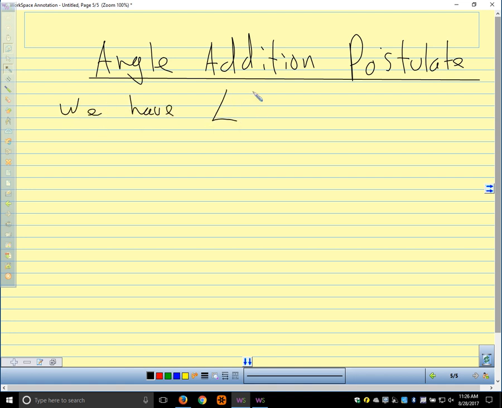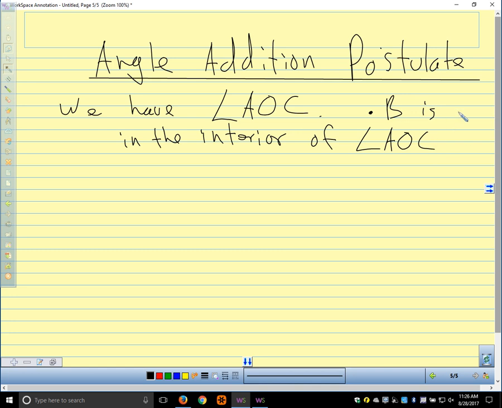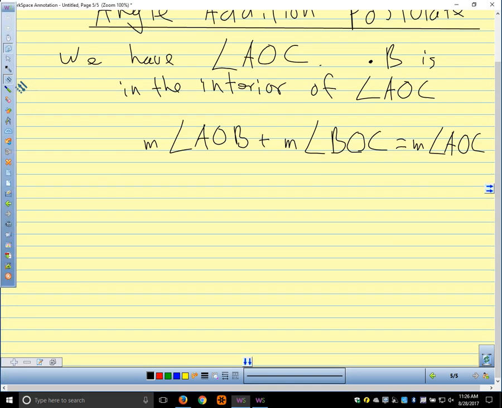We have angle AOC. Point B is in the interior of the angle AOC. When that happens, the measure of angle AOB plus the measure of angle BOC equals the measure of angle AOC. In words, it sounds a little more confusing than it really is. So let's draw a picture.